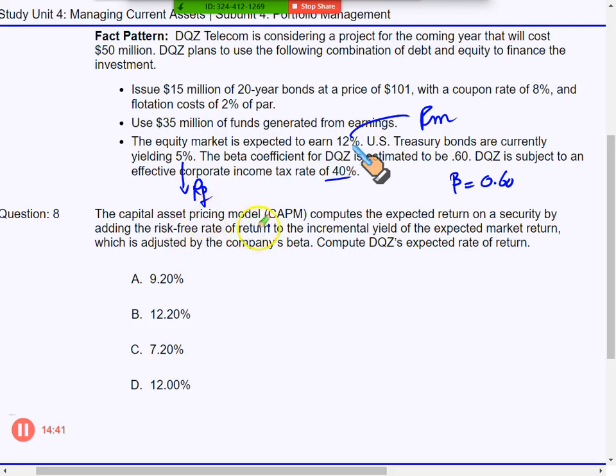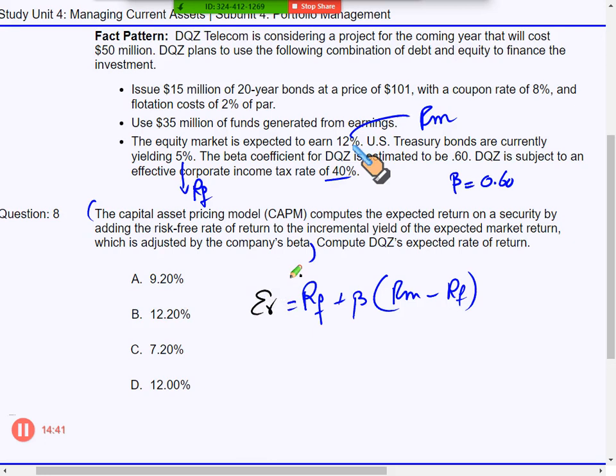The capital asset pricing model, CAPM, computes the expected return on a security by adding the risk-free rate, we know that, to the incremental yield of the expected market return, which is adjusted by the company's beta. This in fact is a description of the whole CAPM formula. RF plus beta times return on the market minus risk-free rate. And this is what you call the expected return on the particular asset.